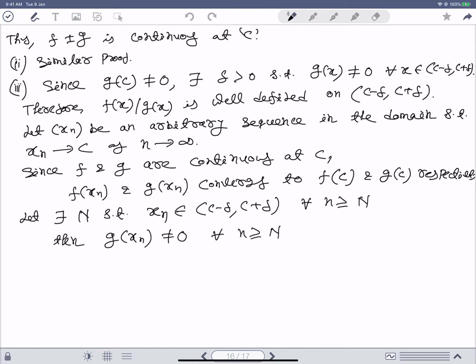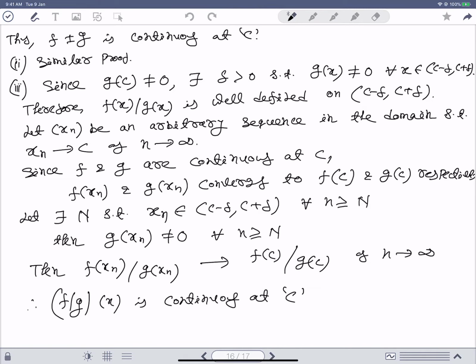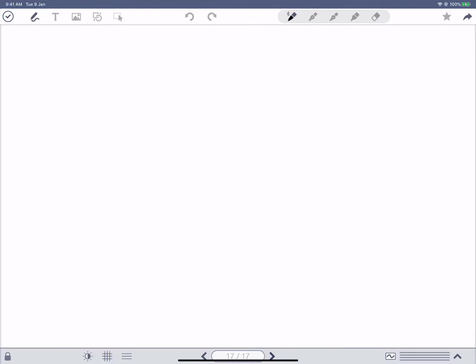Now therefore by the algebra of sequences we can prove that f of xn divided by g of xn converges to f of c divided by g of c as n tends to infinity. Now since our sequence xn was arbitrary, therefore f by g is continuous at c. The proof was simple, right? Now we can prove the fourth one, that is if f is continuous at c, then mod of f is also continuous at c, and this is also similar.